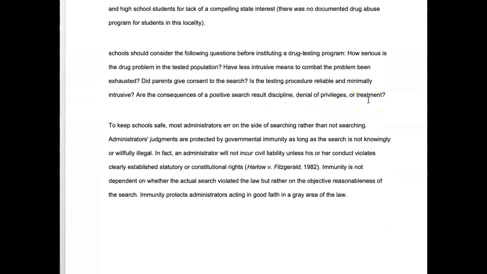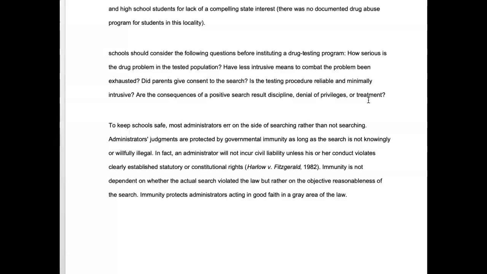So to keep schools safe, err on the side of searching rather than not searching. You are protected by governmental immunity as long as your search is not knowingly or willingly illegal. So no one's going to be able to sue you for searching if you follow the law. All right? That's why it's so important.